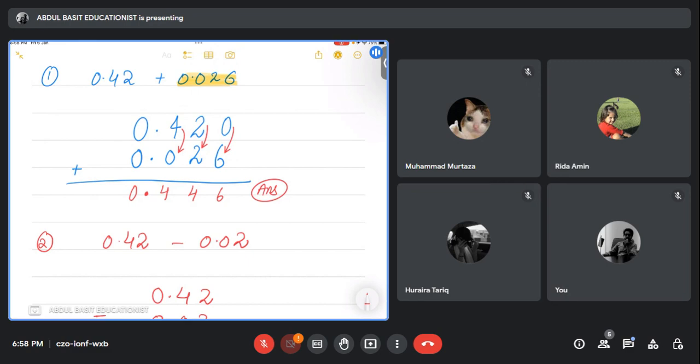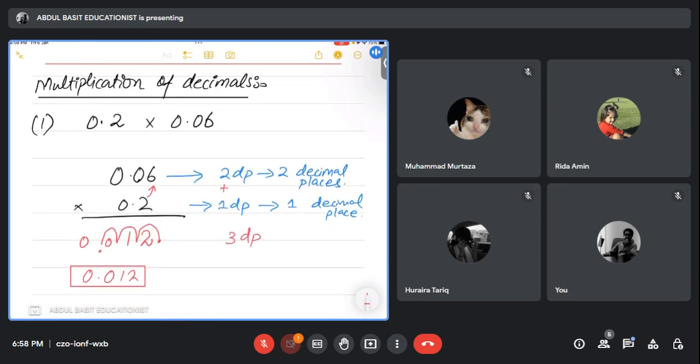Hurera, do you have any problem with addition and subtraction of the decimals? No, sir. Okay, good job. We are discussing multiplication of decimals right now. Okay.